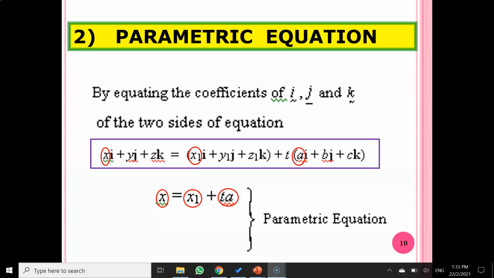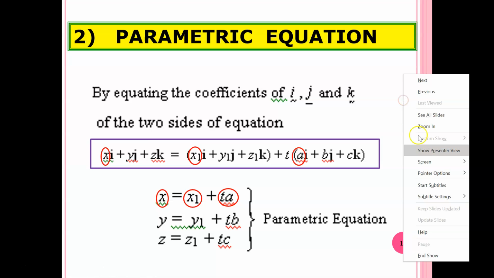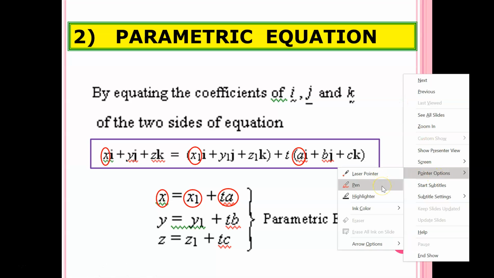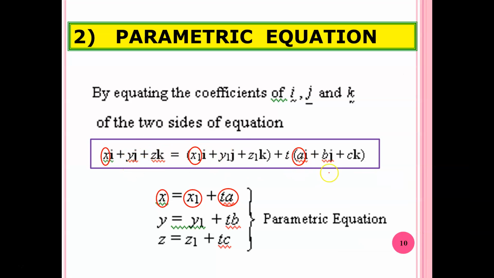Now we move on to j and k. But before that, I'm sure some of you might want to ask, where does this equation come from? This equation in the box is actually from the vector equation, r equal to a plus tv, like the one you have learned in the vector equation. So this is actually r, a, and tv. Next we're going to equate the coefficient for j.